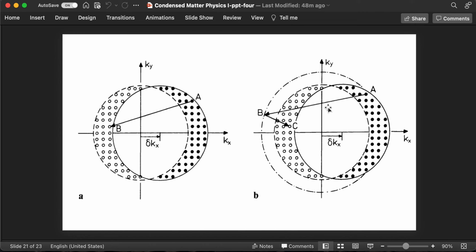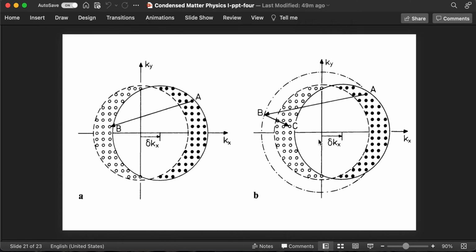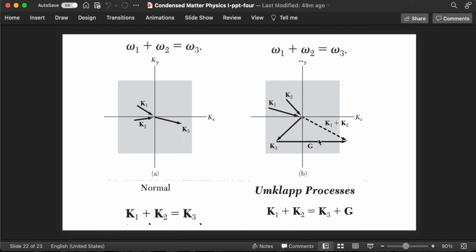If you consider elastic scattering, the Fermi sphere will keep increasing. So for example, here if I insist Ka should be equal to Kb, Kb will be here, which is much bigger than the original Fermi sphere. That's not physical. So the same problem is happening here. If I consider only normal processes, only elastic scattering, there is no way for the system to go back to its equilibrium situation, and you can show that it corresponds to infinite thermal conduction. So there must be a mechanism for inelastic scattering in the case of phonons to limit the thermal conductivity.